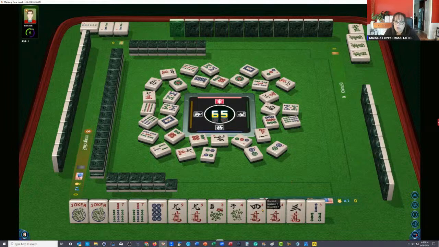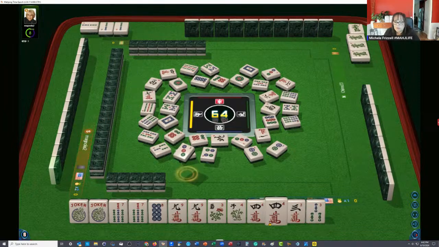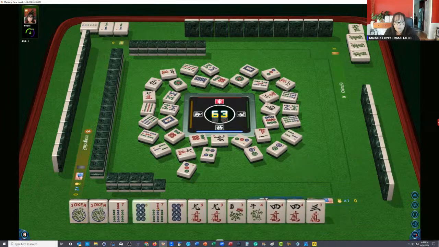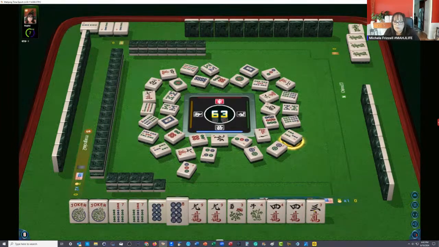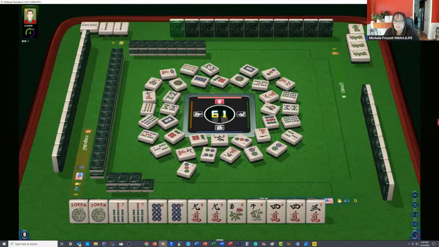Nobody wanted the 4 crack, so that's probably not going to be good joker bait. We're at 64 tiles. 3 dots. This is the sweet spot. There's our 8 dot. All right, this is coming in very nicely. We have 3 discards. Likely joker bait has no power here because it was discarded recently.